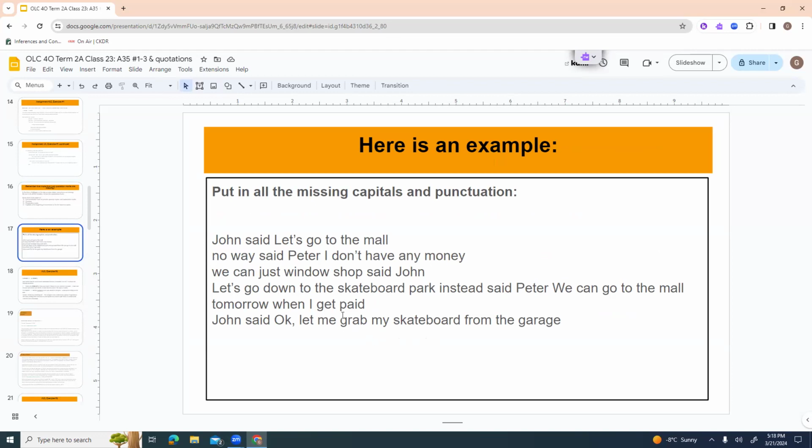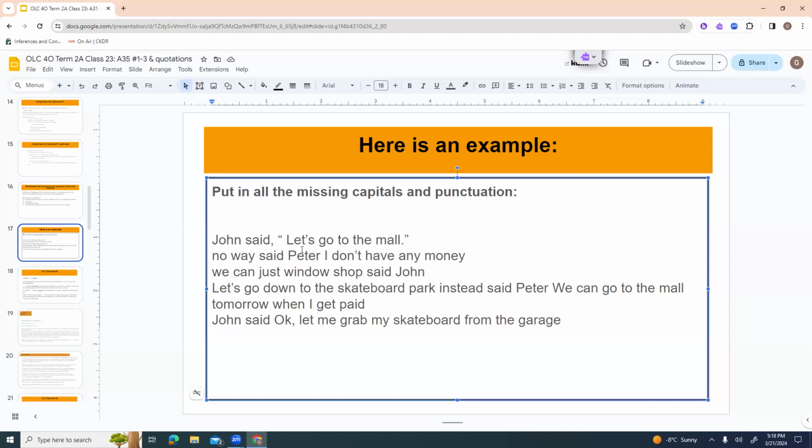John said, let's go to the mall. So basically always look for the tag first, kind of is helpful. John said, and I always put a comma when the tag's at the front. So let's go to the mall is his words. So I'm going to put quotation mark there and quotation mark there. And I need some end punctuation. I'm just going to use a period. Now, normally I just put a period like that, but because there's quotation marks, I want to make sure it's inside the quotation marks so that it does double duty. It ends the quote and it ends the whole sentence like that.